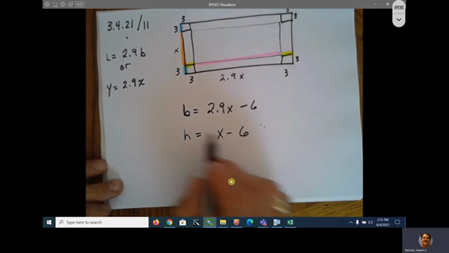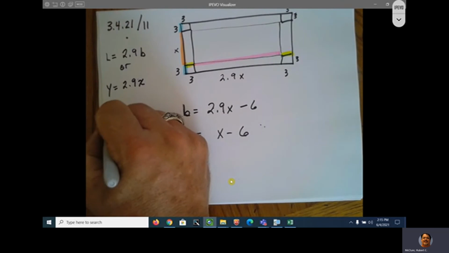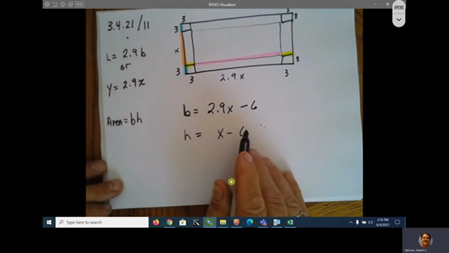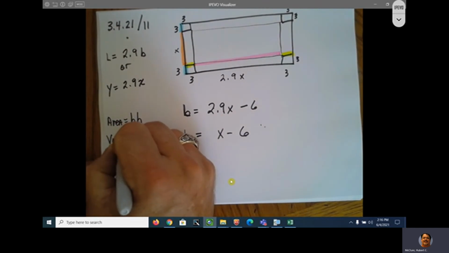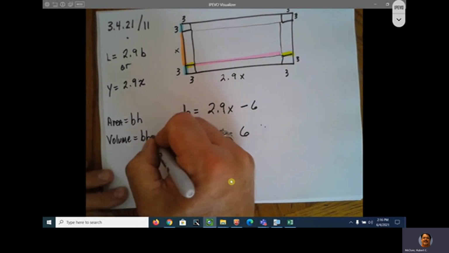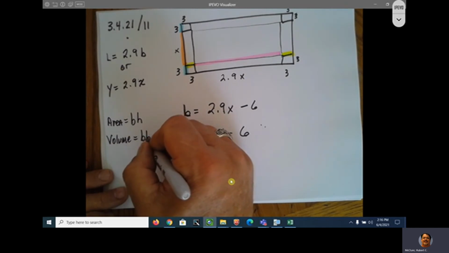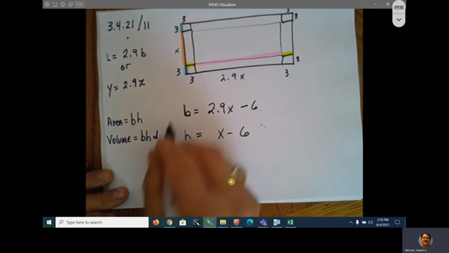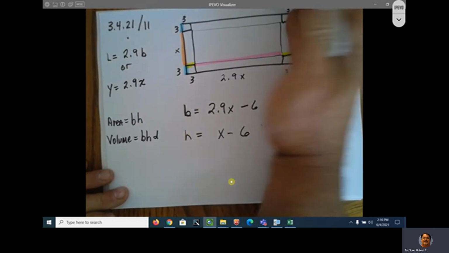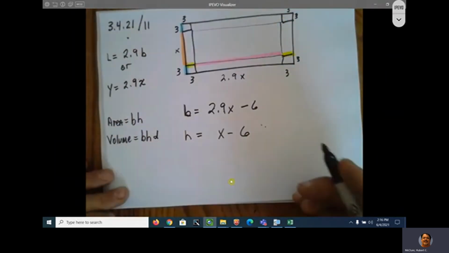The volume of this, since this is the base times the height, area, is equal to base times height. So you'd multiply those two together. Volume is equal to base times height times whatever you call the depth, or you can say length times width times height, or base times height times how deep something is.